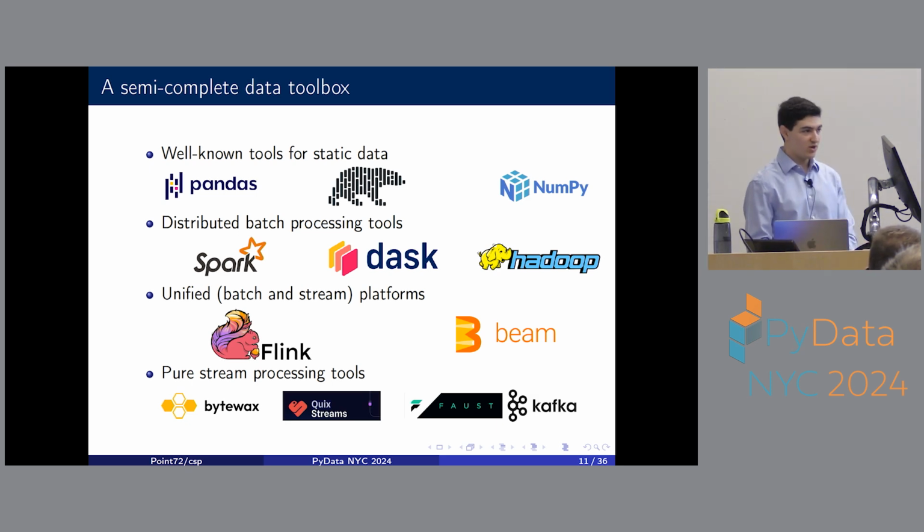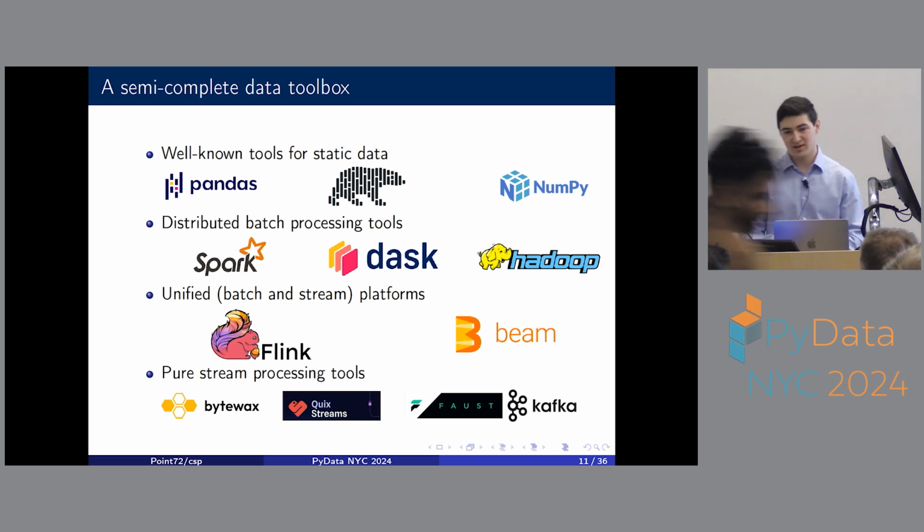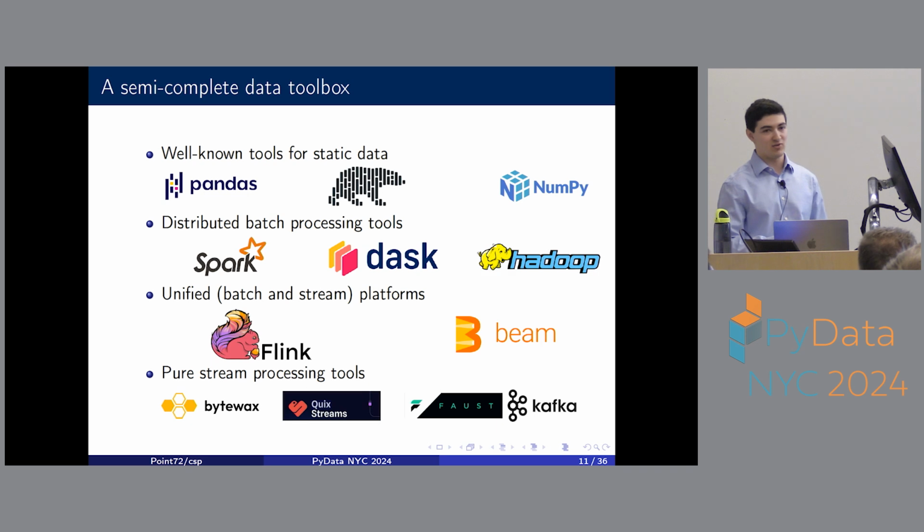However, you may run into a situation where you have either static data that's too large to store in memory, and you want to do distributed computing on that data, or you have dynamic data that you want to process in batch because you have lots of data and streaming might not be efficient enough. So to do this, you would turn to a library like Apache Spark, Dask, or Apache Hadoop. These are distributed batch processing tools, so they can do distributed computing on batches of data.